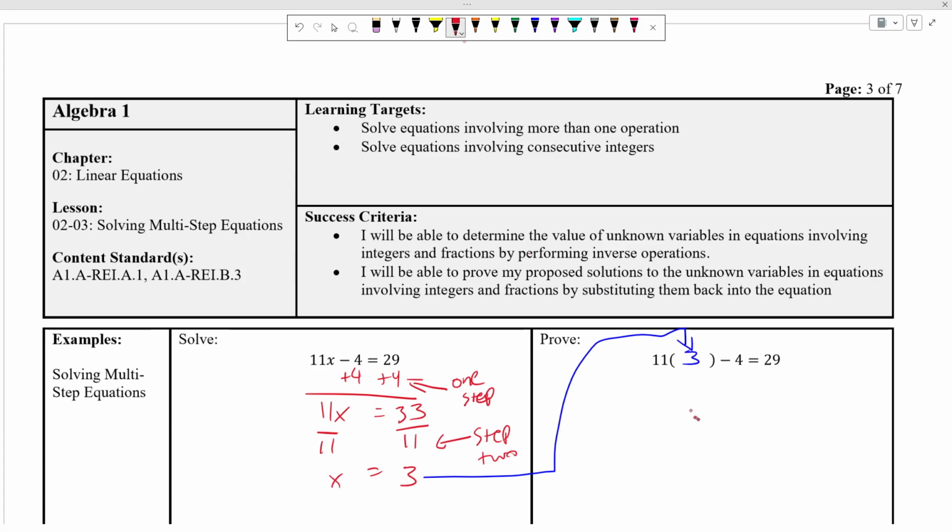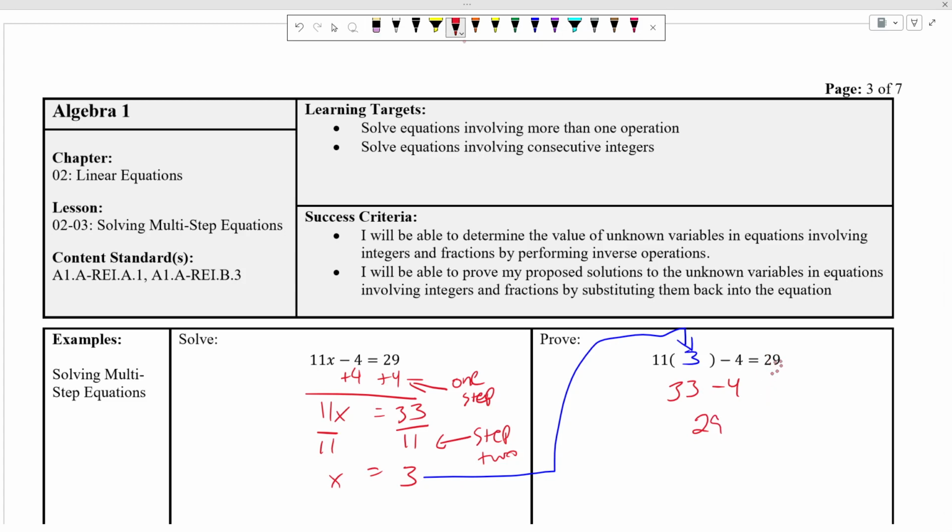So let's see here, 11 times 3, that is 33 minus 4. I'm not even looking at this side yet until I get this down to as single a value as I possibly can. So 33 minus 4 happens to be 29. Now I can look at this side.